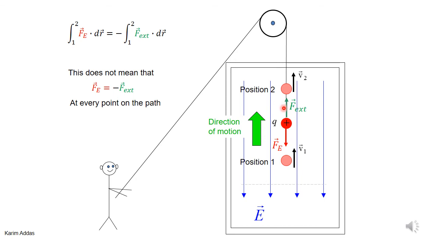But then when you come to decelerate, because you need to bring it back to 0 speed, in that case, the Fe should be bigger than F external, so it decelerates to 0 again. So during that part of the motion, the forces are not equal and opposite. So in general, this does not mean that the forces are equal and opposite at every point along the path.